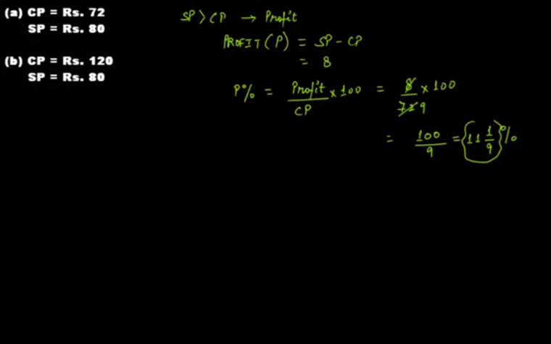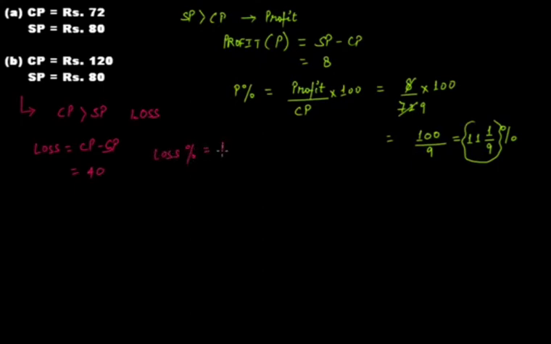In this case, CP is 120, selling price is 80. Clearly, CP, that is the cost price, is greater than selling price. Therefore, you are incurring a loss. And what's the loss in this case? Loss is CP minus SP, that is selling price. So 120 minus 80 is how much? 40. Now you have to calculate loss percentage.